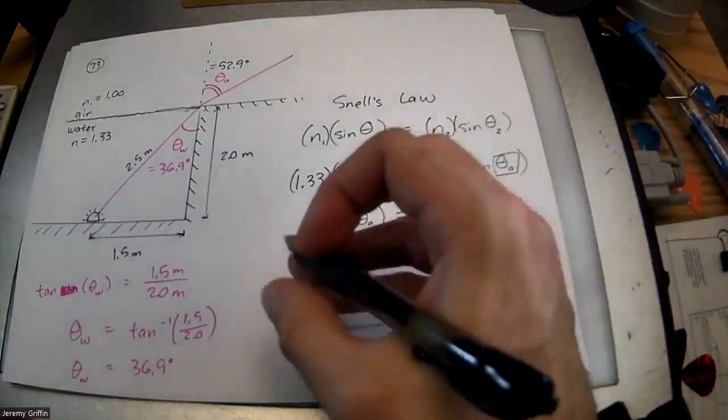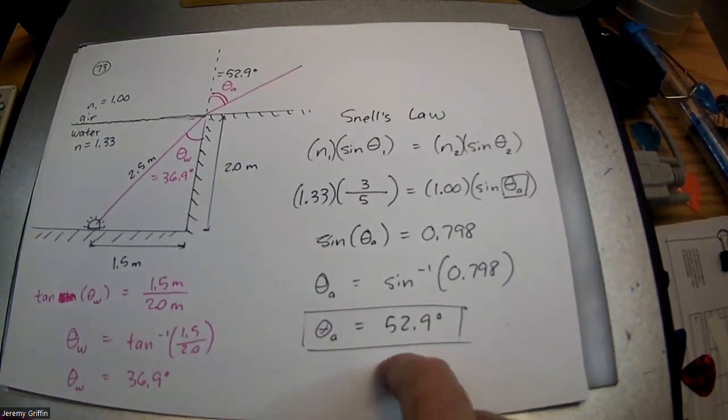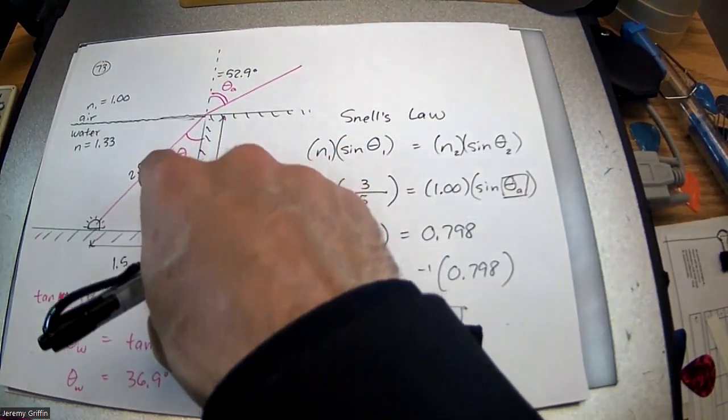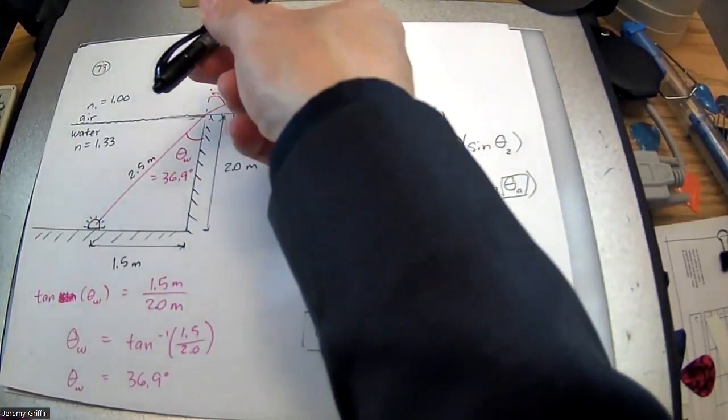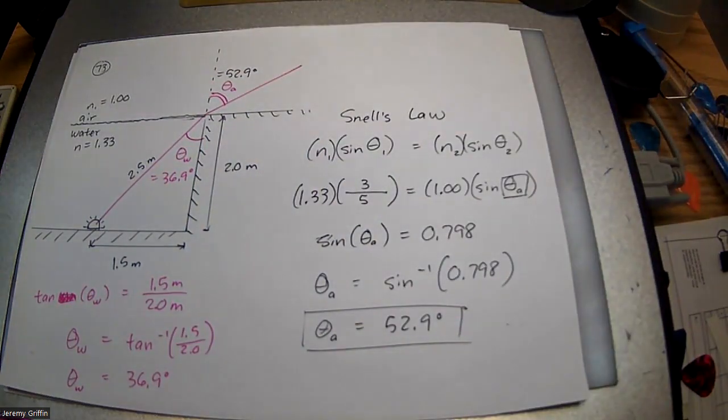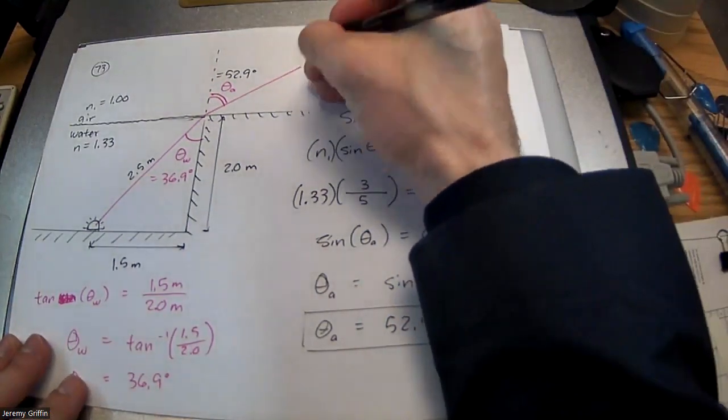All right, so that's the answer to part A. Oh, and you see how 52 degrees is obviously more than 36 degrees. So yeah, that does confirm what you told me ahead of time, that it's going to refract in that direction. There's a follow-up question, which is if you're standing up here.